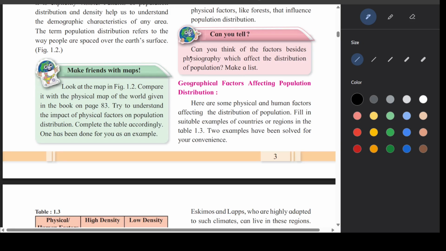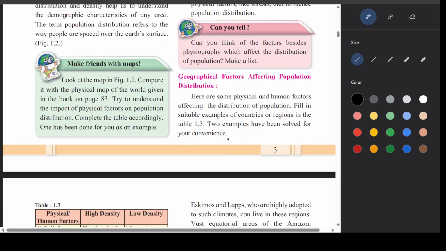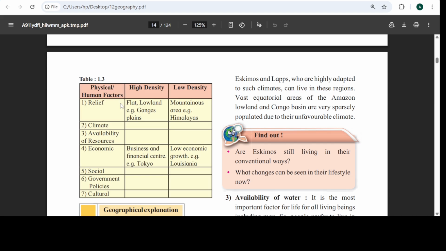Can you think of a factor besides physiography which affects the distribution of population? Make a list of geographical factors affecting population distribution. Here are some physical and human factors affecting the distribution of population. Fill in suitable examples of countries or regions in Table 1.3. Two examples have been solved for your convenience. Table 1.3. Physical and human factors.